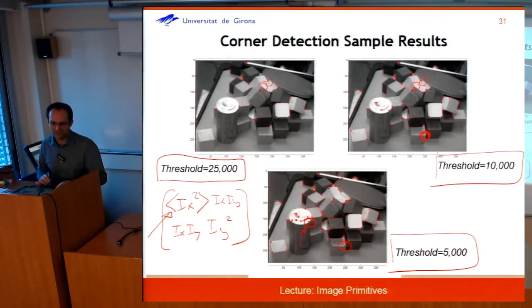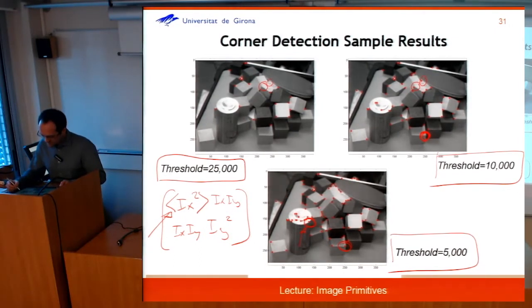In fact, what this is saying is that you don't take the derivatives in x squared directly, but you do a Gaussian smoothing first. So it's a low-pass filter before that. Okay? But these things happen.